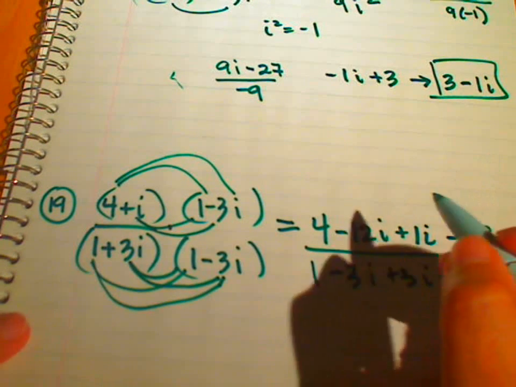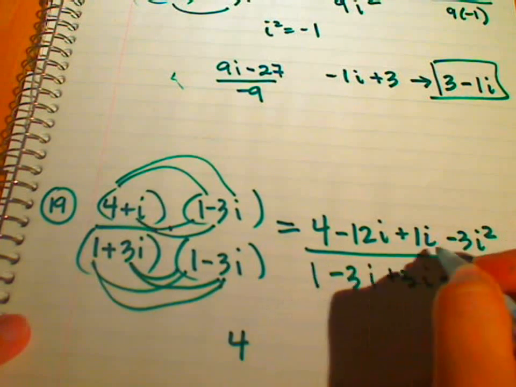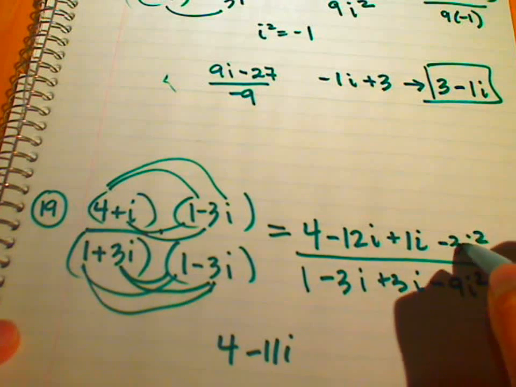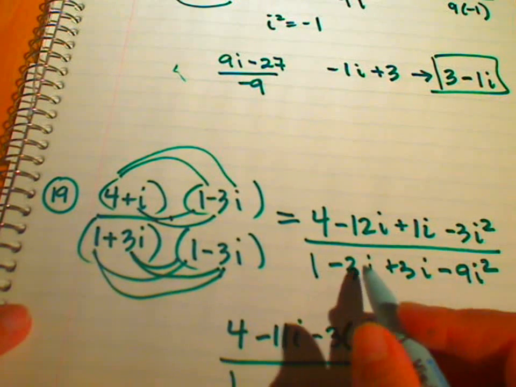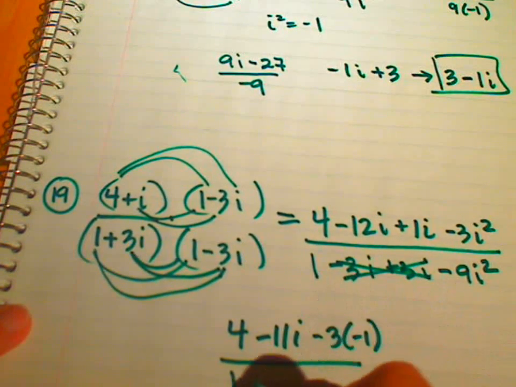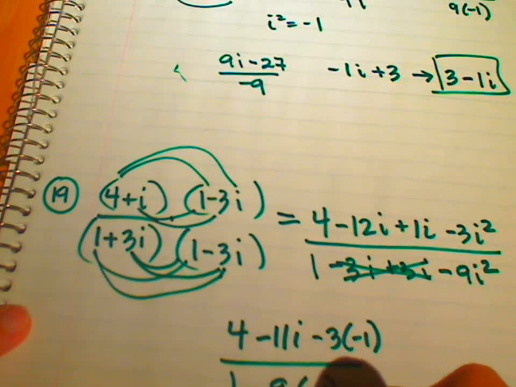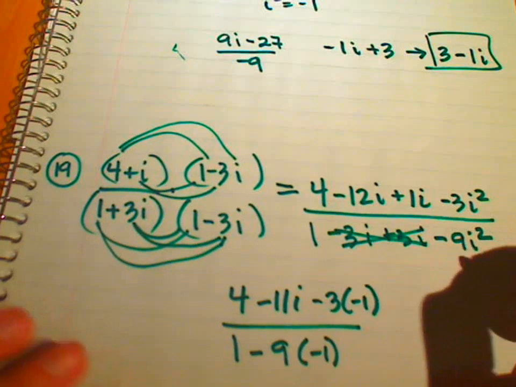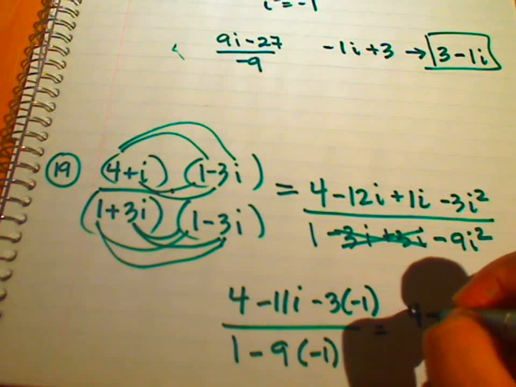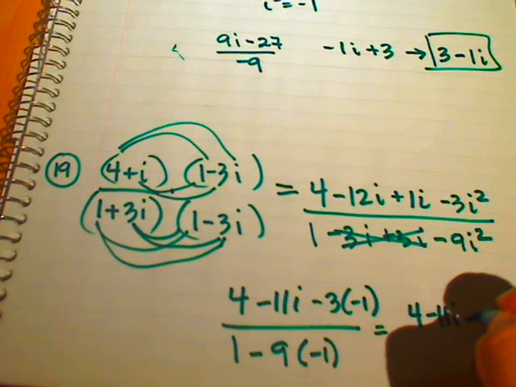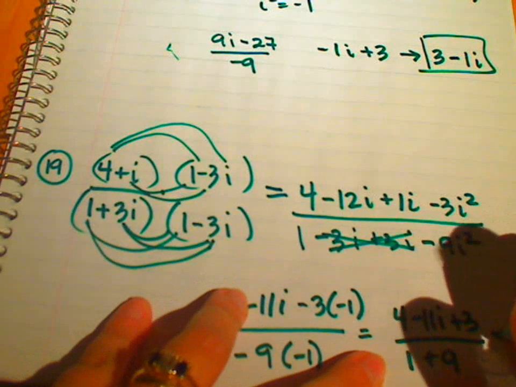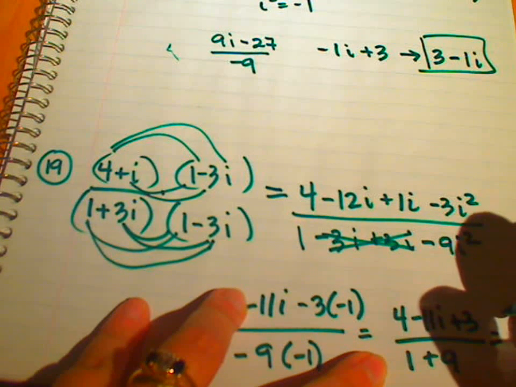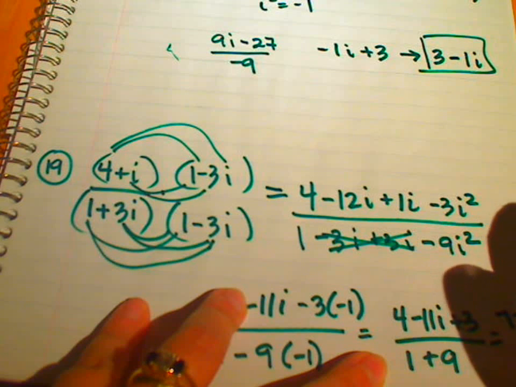Alright, so I'm simplifying. I have 4 minus 11i. I change this i squared to a -1. Bottom, I have 1, -3i plus 3i, cancel out, that's the idea. Minus 3 times minus 9 times -1. So we got 4 minus 11i plus 3 over 1 plus 9. This gives me 7 minus 11i over 10.